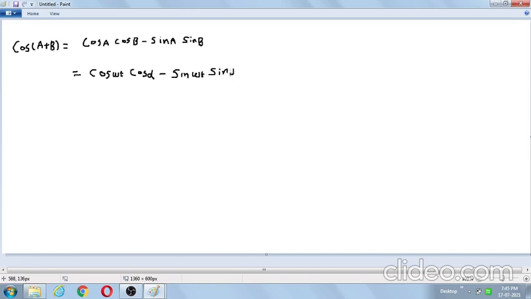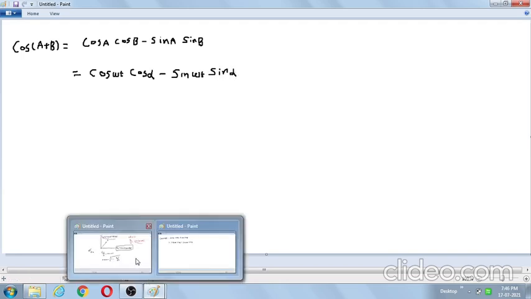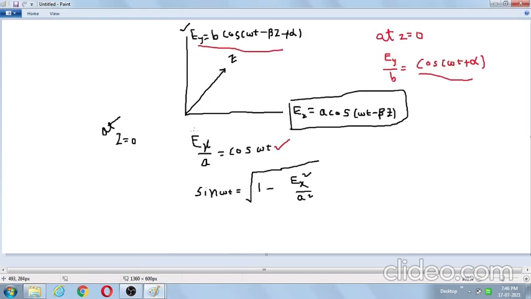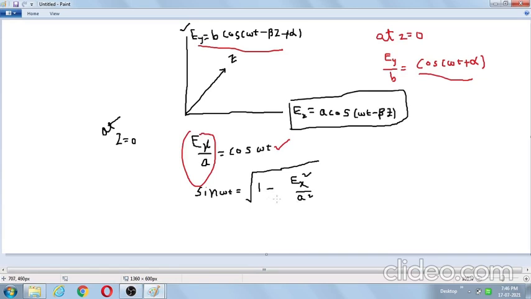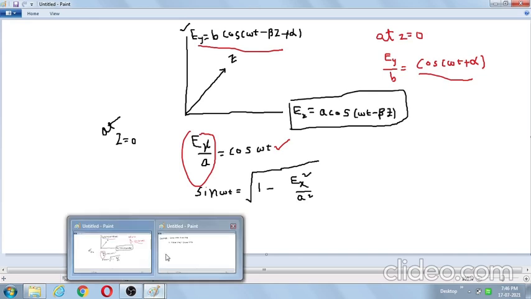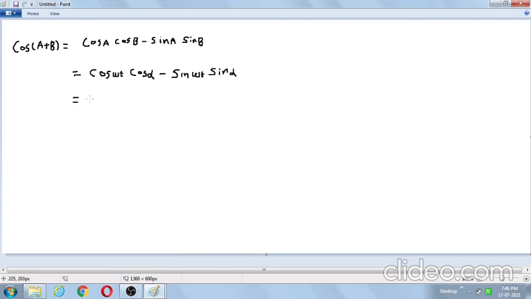This alpha is nothing but the phase difference between x component and y component. So from this equation, cos omega t is equal to Ex by A, and sin omega t is equal to square root of 1 minus (Ex by A) whole square. So substitute these values in this equation: cos omega t is equal to Ex by A into cos alpha, and sin omega t is equal to square root of 1 minus Ex square by A square into sin alpha.